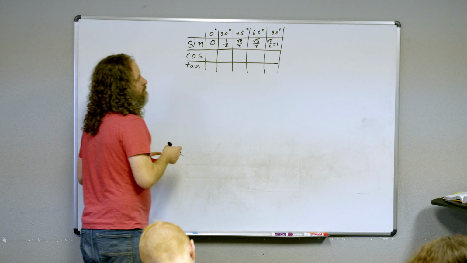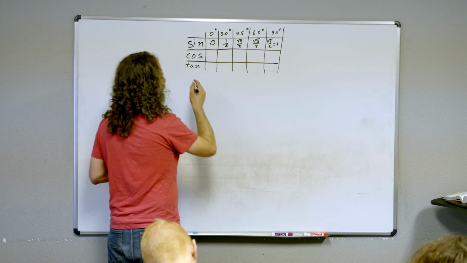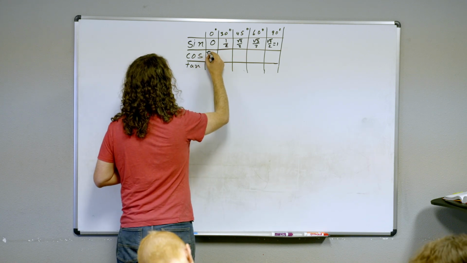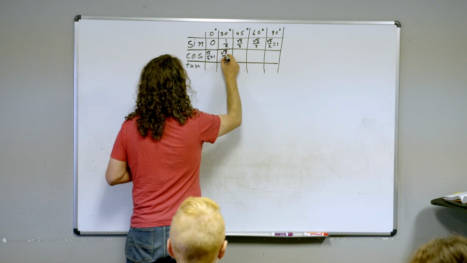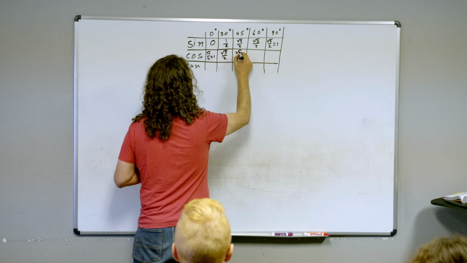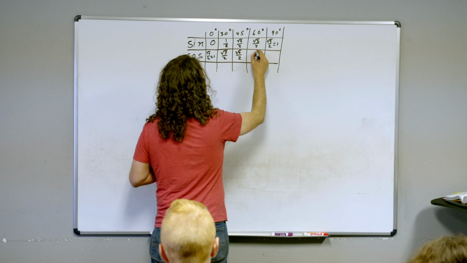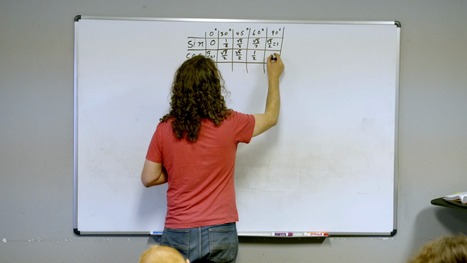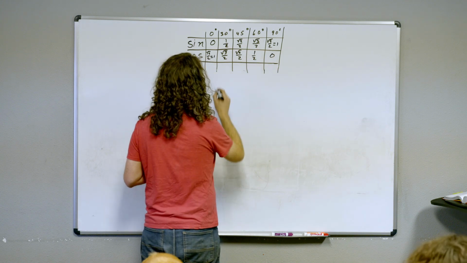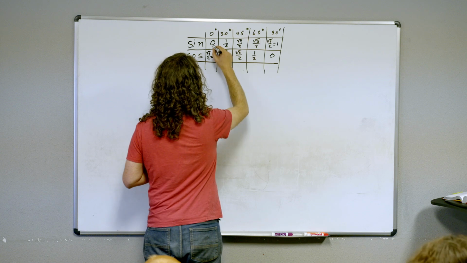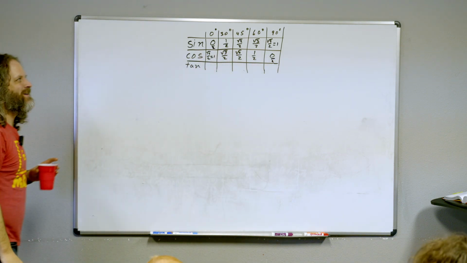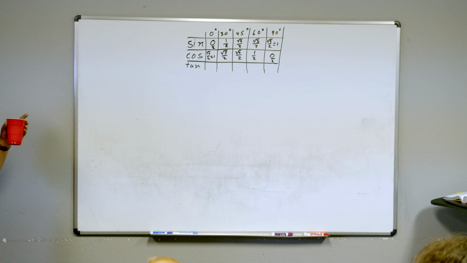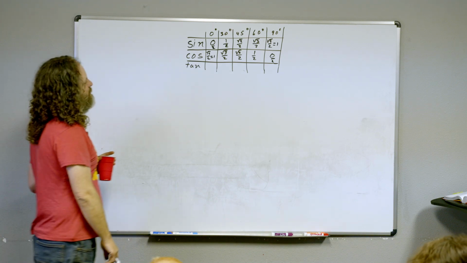And then cosine does the same thing but backwards. Square root of 3 over 2, square root of 2 over 2, 1/2, and 0. And if you prefer, you can even put 0 over 2 if you feel like that helps you memorize it. You don't have to, but you can. Whatever makes it easier for you to memorize.